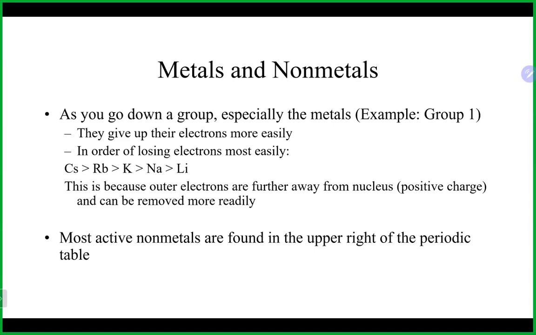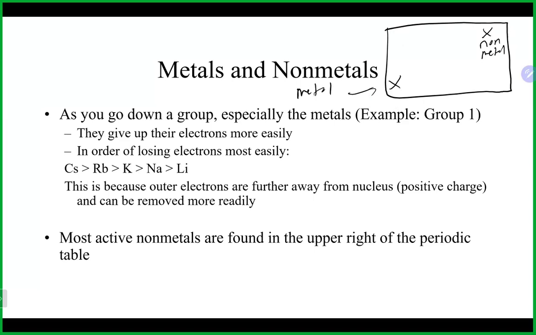Non-metals, on the other hand, are upper right of the periodic table. As we're going to talk about some periodic trends now, basically what you will see is upper right of the periodic table is where you find your most reactive non-metal. Lower left of the periodic table is where you find your most reactive metal. And for these reasons we're going to talk about here, in terms of reactivity, we see those extremes.